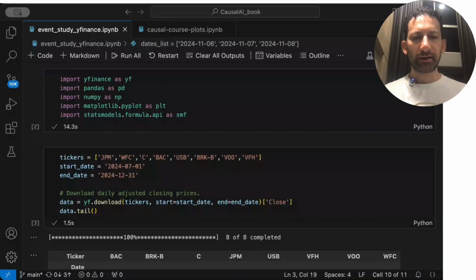In this event study example, we're going to use stock returns to answer the question, did JP Morgan receive excess returns from the presidential election through Jamie Dimon's possible friendship with Trump or any other reason? We're going to start off using the Yahoo Finance API, pulling in stock market prices every day for JP Morgan, Wells Fargo, Citibank, Bank of America, USB, Berkshire, and then also the S&P 500 and a financial index. The latter two are just Vanguard ETFs.